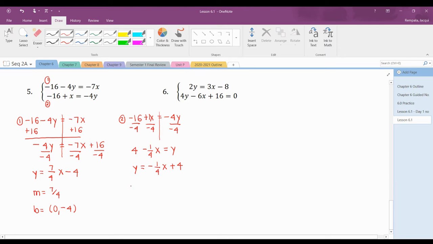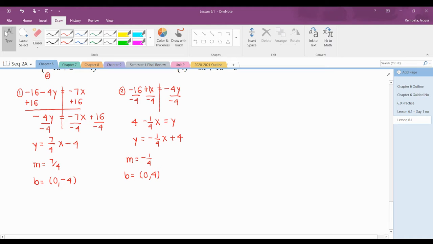So now notice I can identify that slope. It would be negative 1/4. My y-intercept is the ordered pair 0, 4. So notice since my slopes are different, and even my y-intercepts are different, but the moment my slopes are different, that tells us that we have one solution.